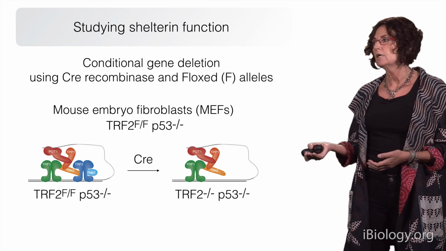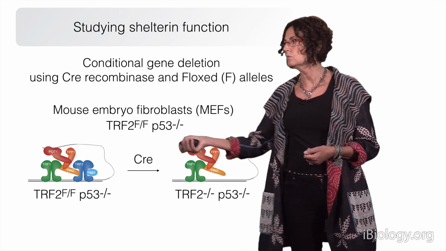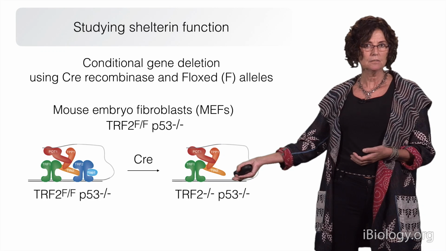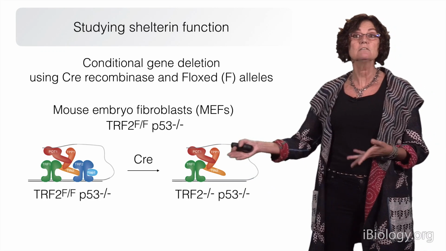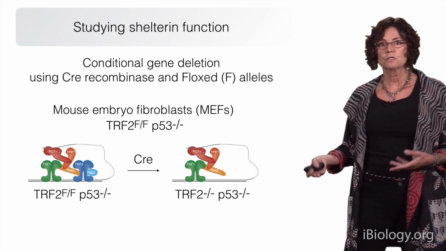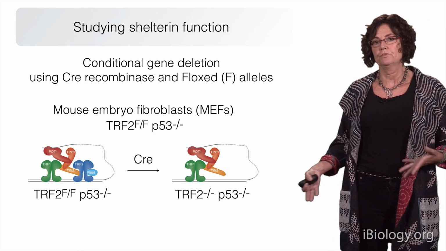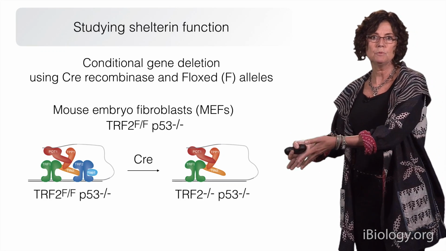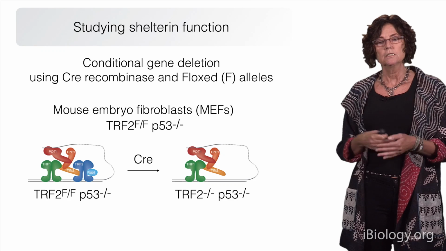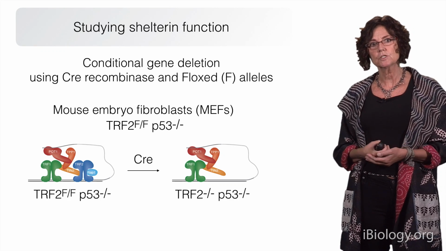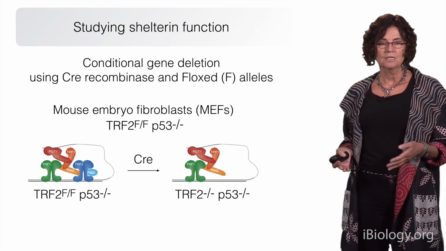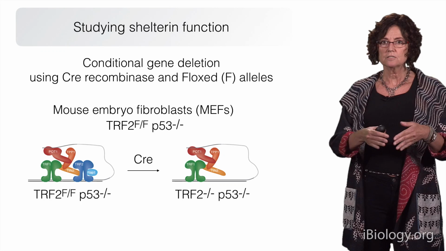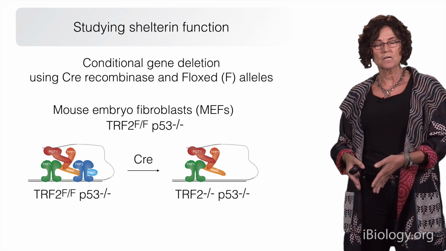So as shown here, you can delete TRF2 from the cells, and TRF2 then disappears from the telomeres. But miraculously, the other proteins stay. So TRF1 on its own, it's very similar to TRF2, is enough to recruit TIN2, TPP1, and POT1 to the telomere. The only protein that falls off the telomere together with TRF2 is RAP1. So whenever we see a phenotype with TRF2, we wonder, is this due to the loss of TRF2 or due to the loss of RAP1?